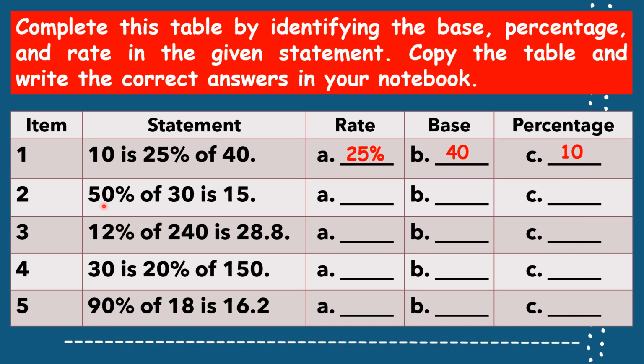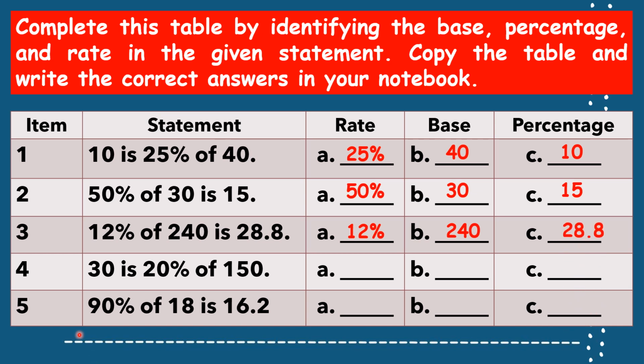Item number 2, 50% of 30 is 15. So our rate is 50%, our base is 30, and percentage is 15. For item number 3, 12% of 240 is 28.8. So for our rate, 12%. Our base is 240 and our percentage is 28.8.